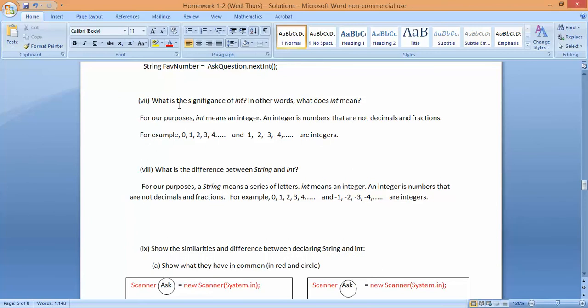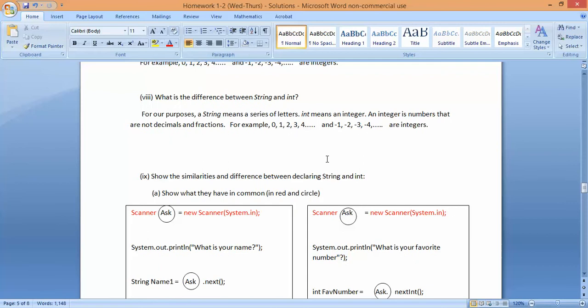Next, part 7. What is the significance of int? In other words, what does int mean? And then we're repeating the question in different forms. For our purposes, int means an integer, and integers are numbers that are not decimals and fractions. For example, 0, 1 through 4, and minus 1, minus 2, minus 3, minus 4, and so on. Real easy stuff. Nothing hard, nothing complicated.